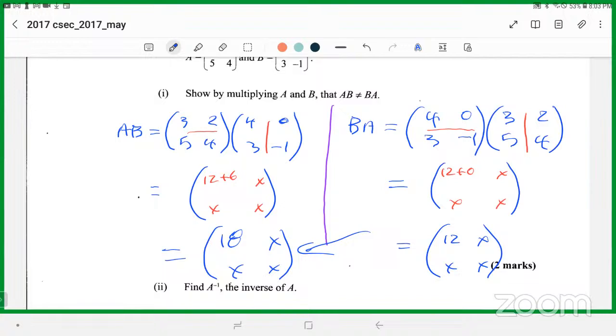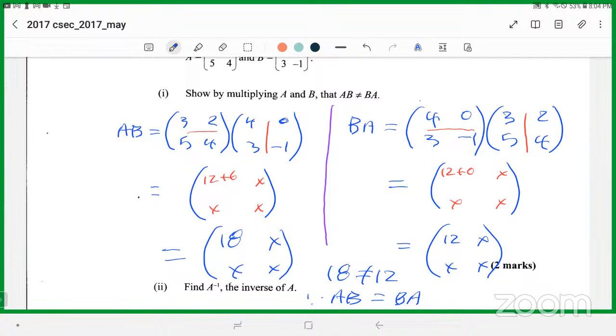So technically, I should be able to stop right here and say that the matrices are not equal because the first value here and the first value here are not equal. So it means that 18 is not equal to 12. Therefore, AB is not equal to BA, sorry. I'm supposed to get my marks. But just to be safe, I would at least work out one of them fully. Normally you only need to work out 1 for full marks. It's only 2 marks.